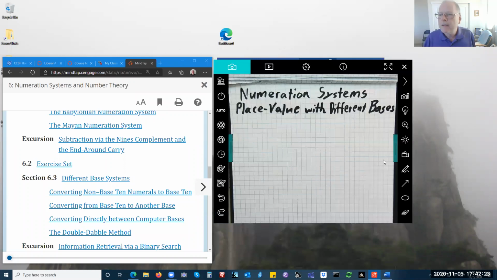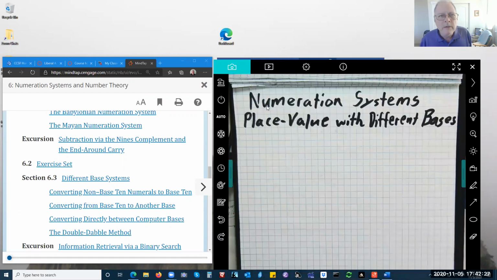Okay, so numeration systems with different bases. What do I mean by numeration system, and why is it that sometimes I use the word number and sometimes I use the word numeral? So numeration is the process of assigning symbols to numbers.